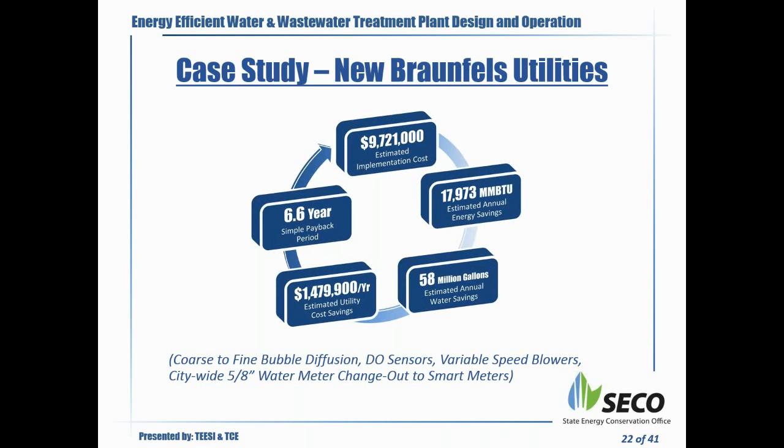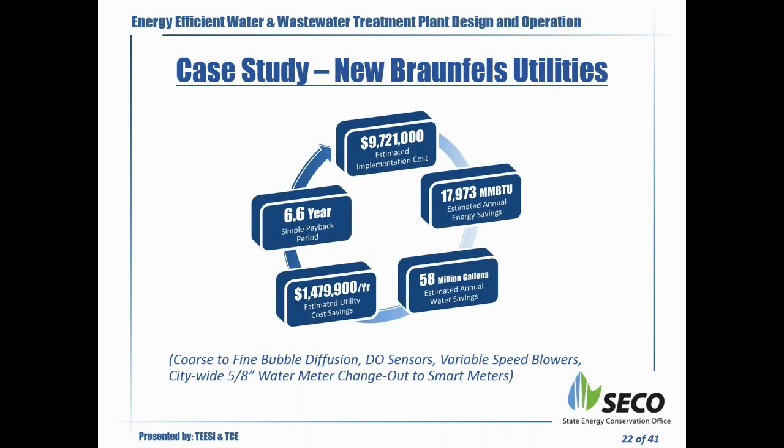Another example, this was done maybe a year or 2 years ago, was New Braunfels Utilities. We did a PEA over there, and close to $9.7 million worth of projects were identified. It had an estimated utility cost saving of close to $1.5 million with a payback of 6.6 years.